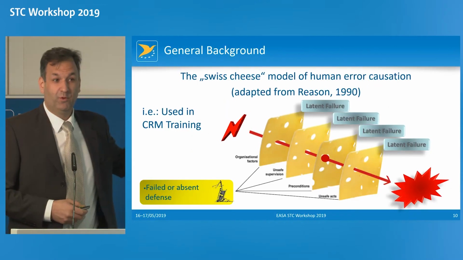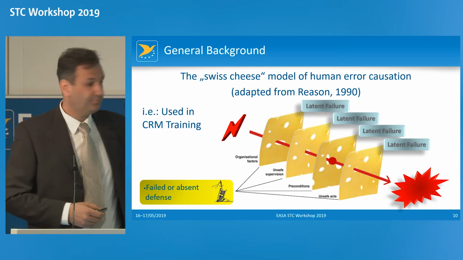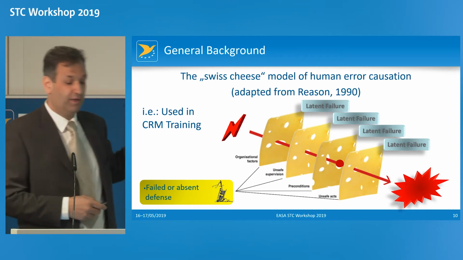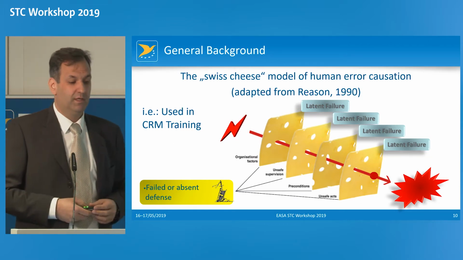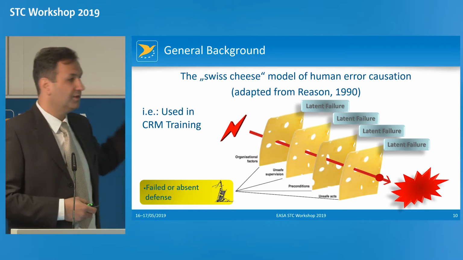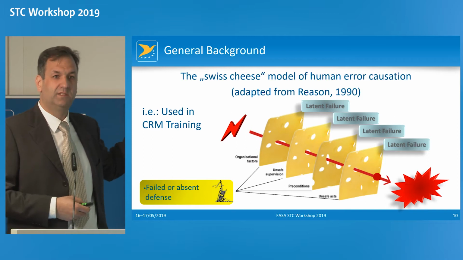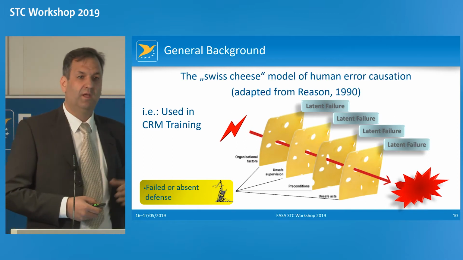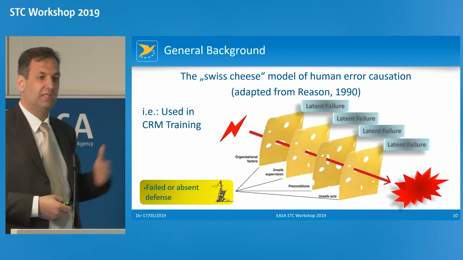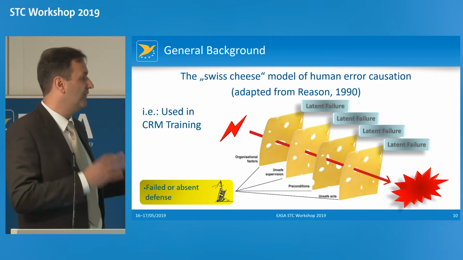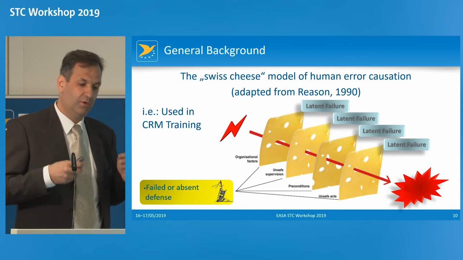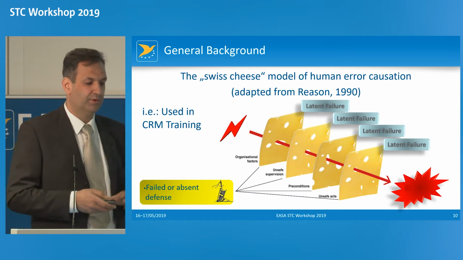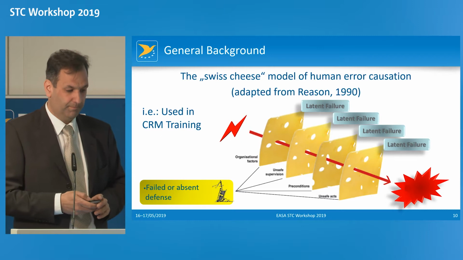I think you have seen this before, the Swiss cheese model. If not, it's not brand new. We know that when a problem starts, there are several, let's say, lines of defense. And there are latent failures within these lines of defense, and they have to match. So one issue becomes a real problem.